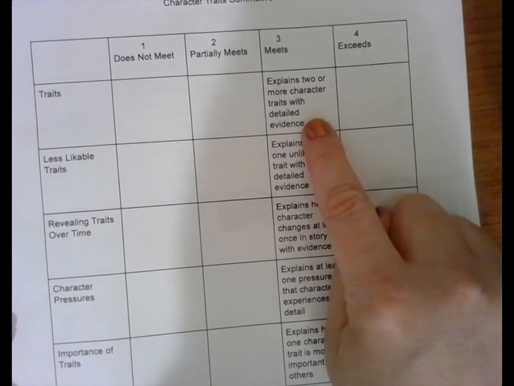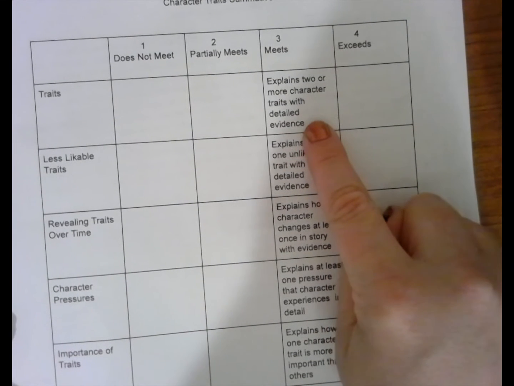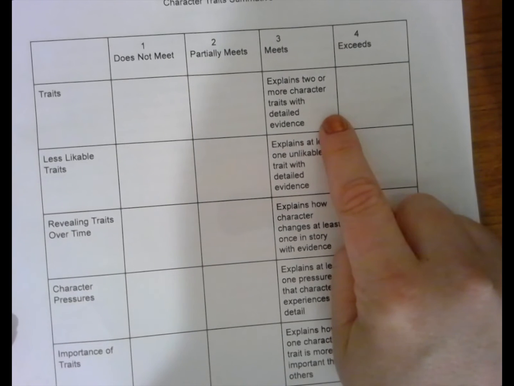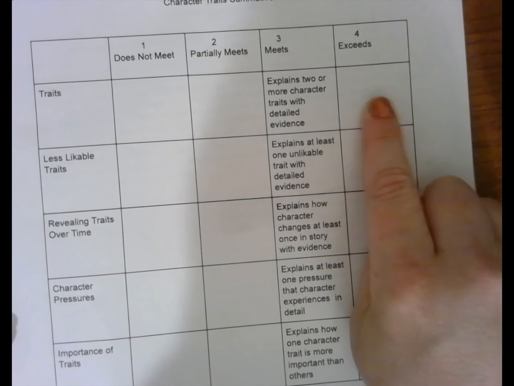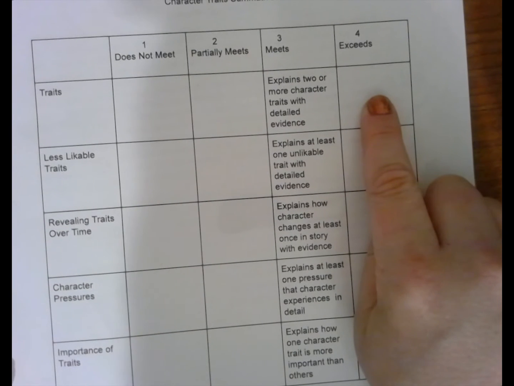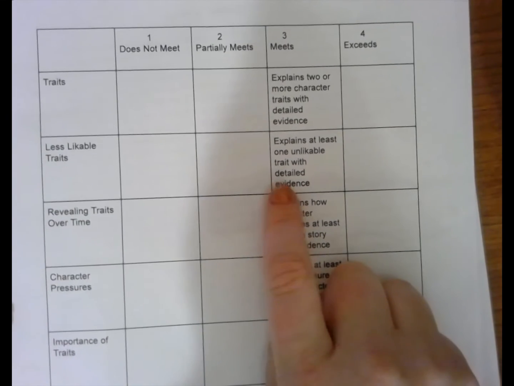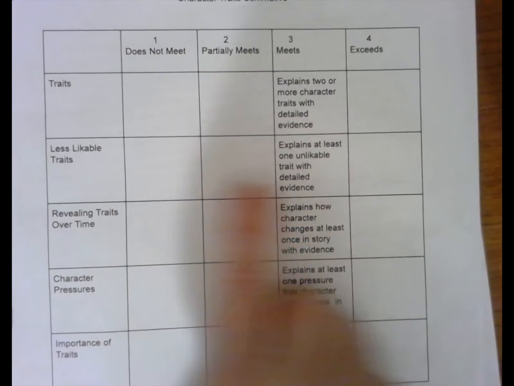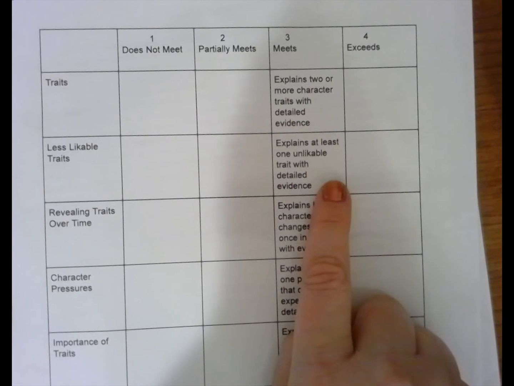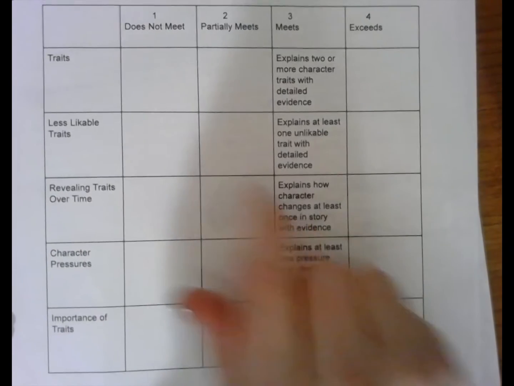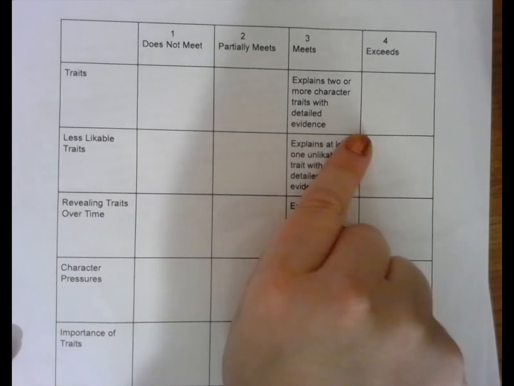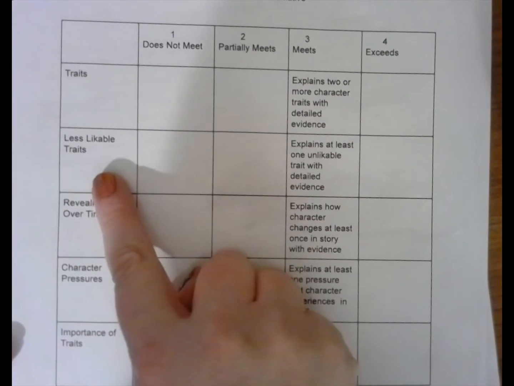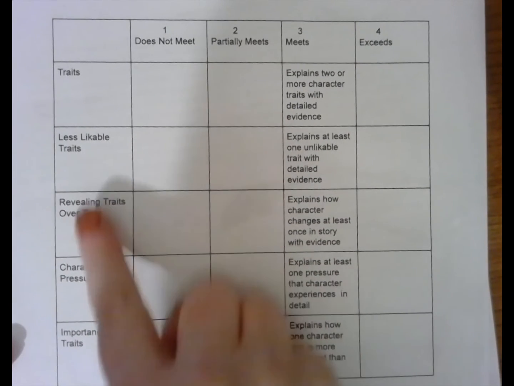So, in order to get a 3, you need to explain 2 or more character traits with detailed evidence. If you were going to get a 4, it would look more like maybe 3 character traits, or maybe really detailed examples from the story. For less likable traits, for a 3, explains at least 1 less likable trait with detailed evidence. And this could be one of the traits that you decide to talk about, but you would need to mention that it's a less likable trait.